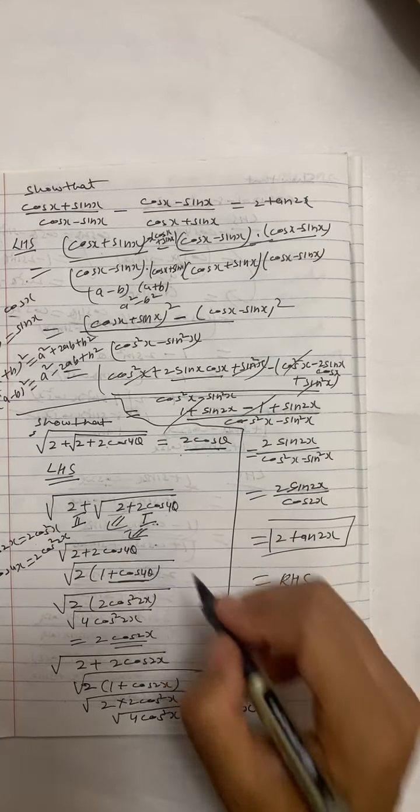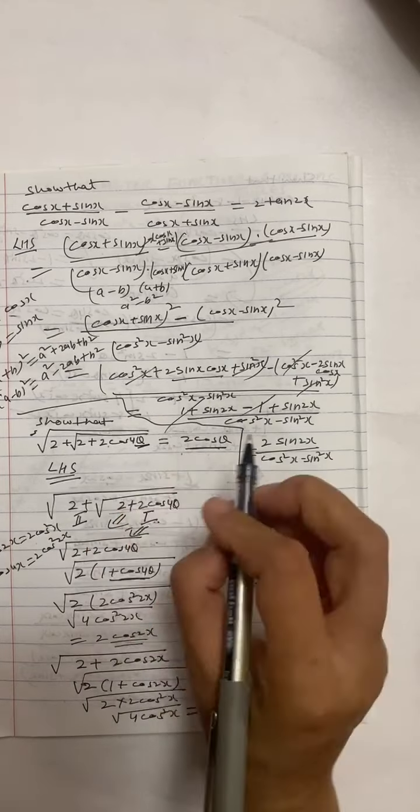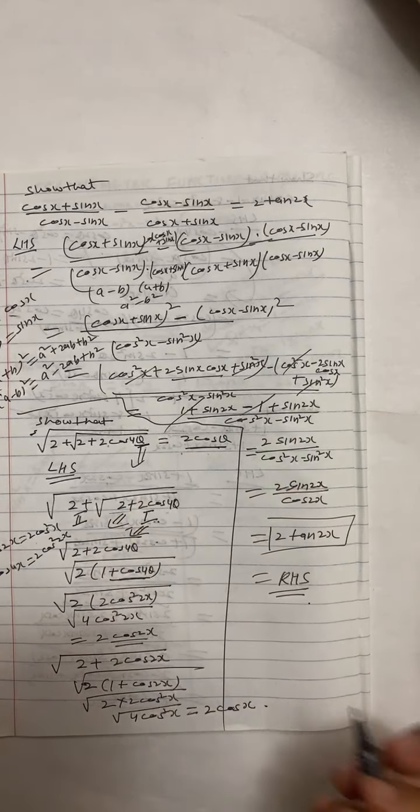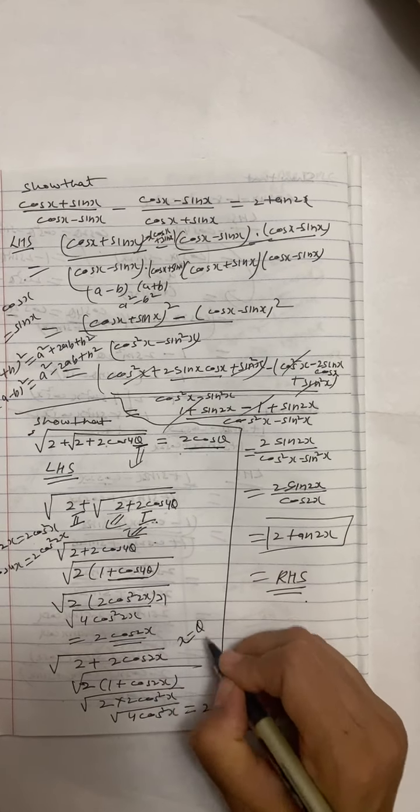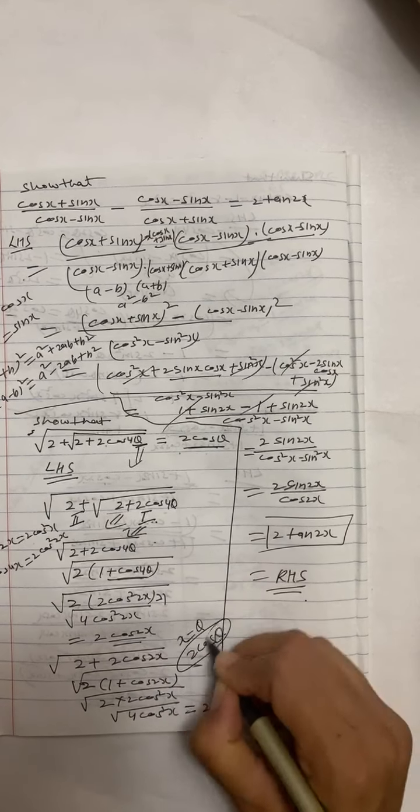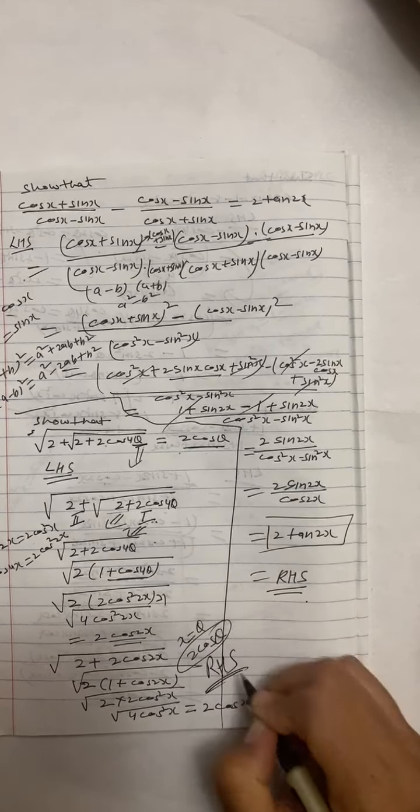Okay. So here, try to keep the same. If theta is given in the question, try to use theta. So our x is equal to theta. So we got 2 cos theta, which is your right hand side.